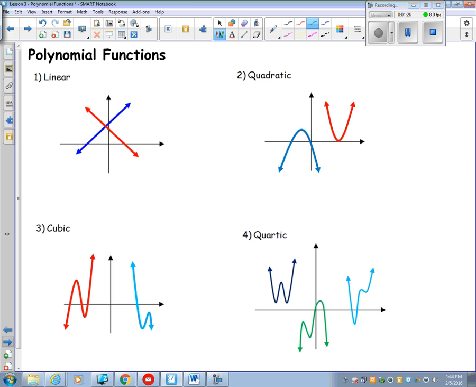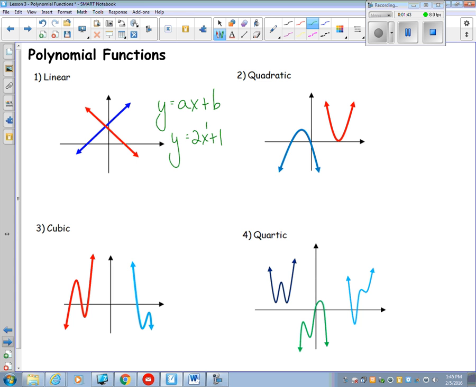We have linear ones, like you did back in grade 10, or grade 9 even. So this would be ax plus b. For example, y equals 2x plus 1. Coefficients that are real. We have an exponent, that's a 1. It makes these kind of shapes.